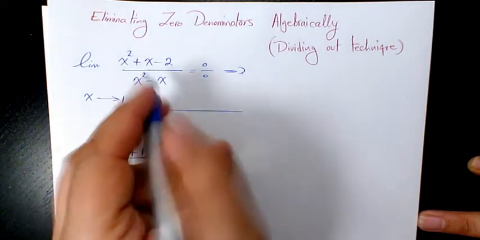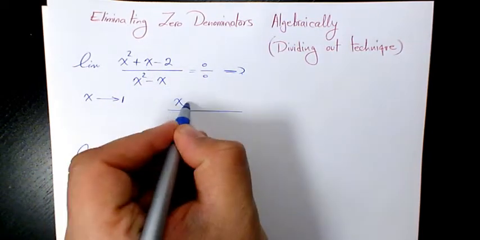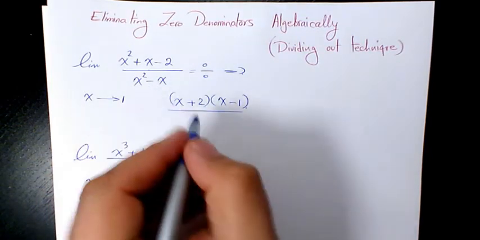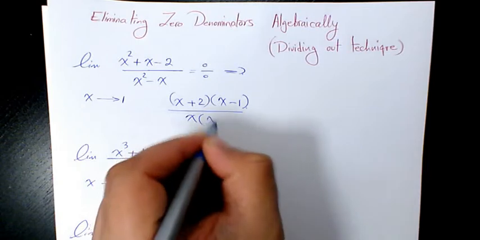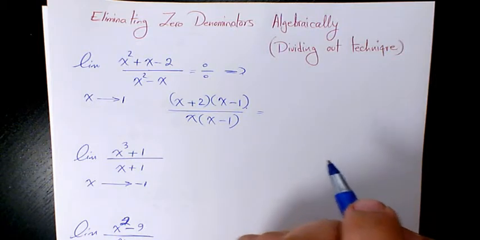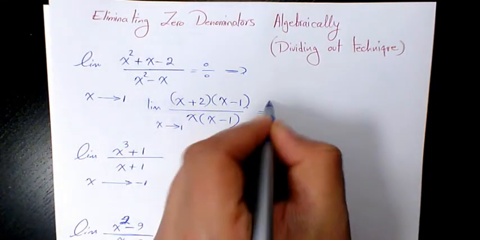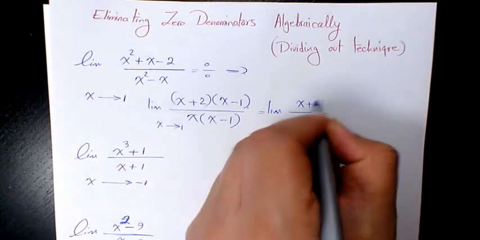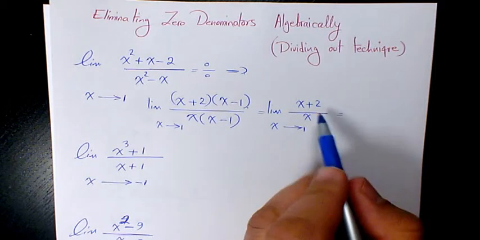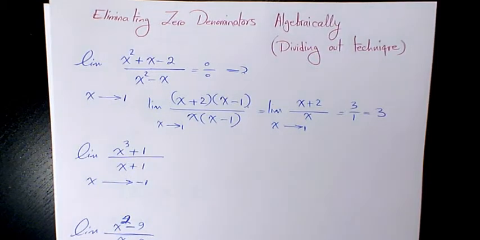The numerator: a product of negative 2 and a sum of 1, which is 2 and negative 1, so that's going to be x plus 2 times x minus 1. And the denominator, when you factor that, is going to be x times x minus 1. Then you can cancel x minus 1 from the numerator and the denominator, and then it will be limit of x plus 2 over x when x approaches 1. So it's going to be 1 plus 2 over 1. That's going to be the answer.